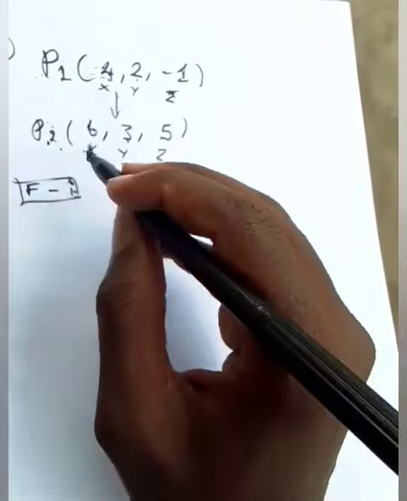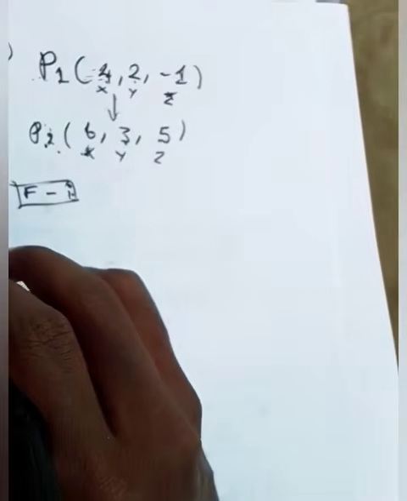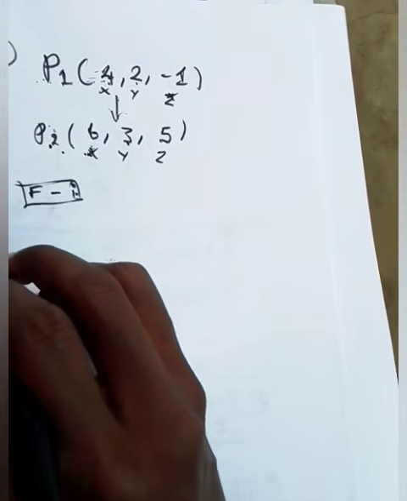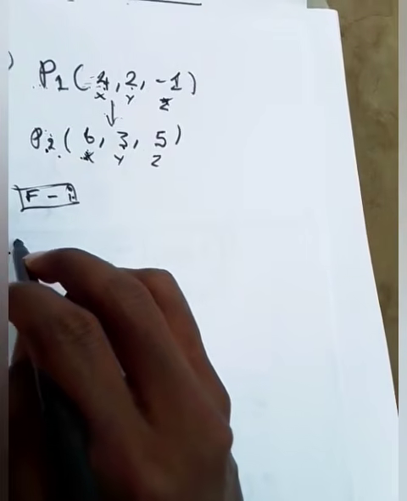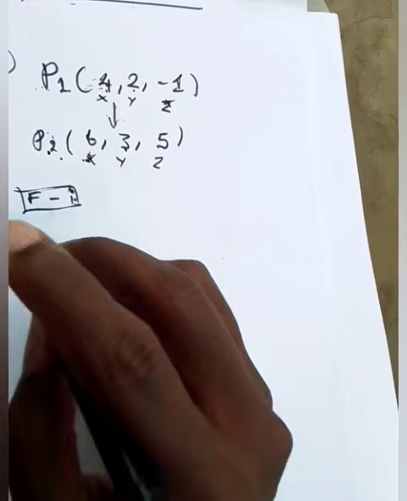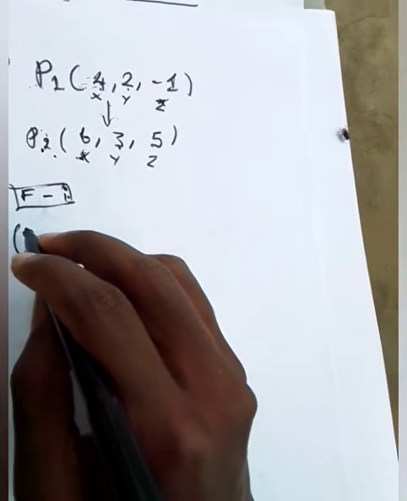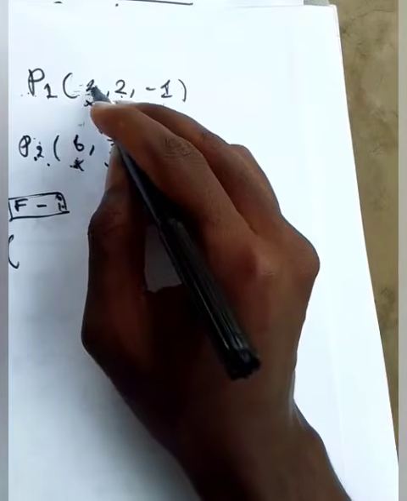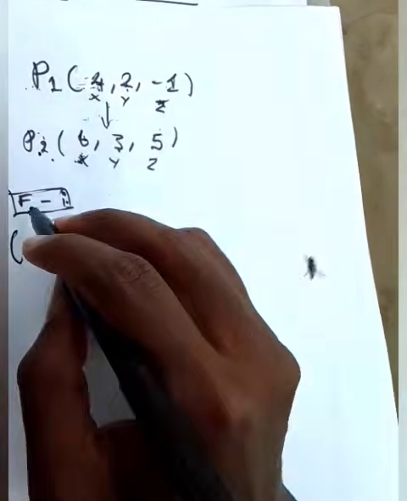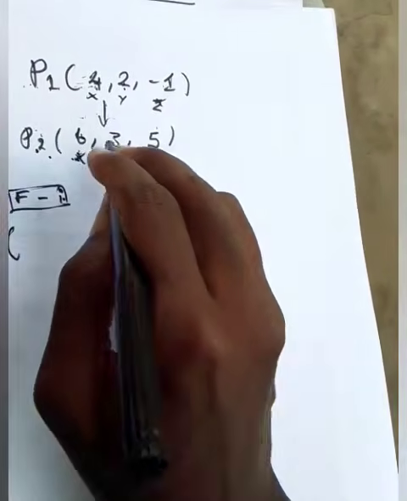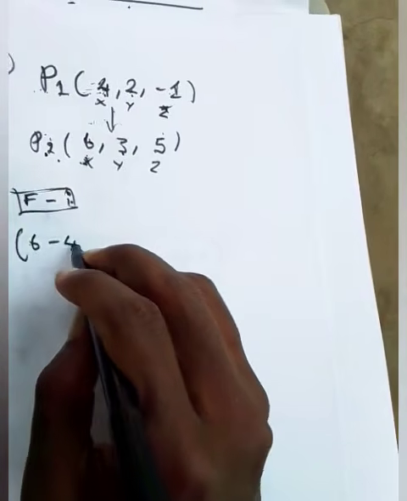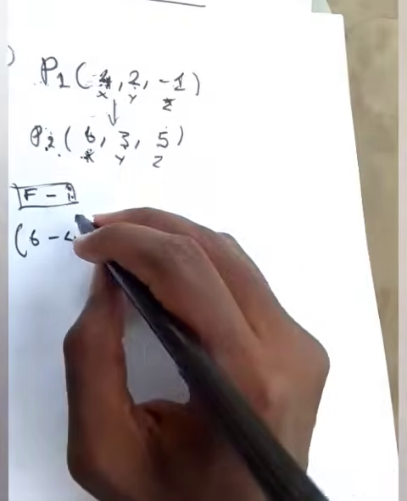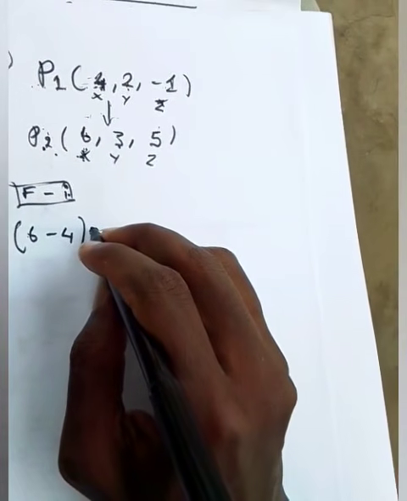Let me show you what I mean. To find the point that we are going to use for our calculations, we need to find the difference between this and this. So we are going to be starting with the final point. So it's going to be 6 minus 4. We are getting the corresponding ones, the x and the x. So whatever we are going to get here, it will be our i.